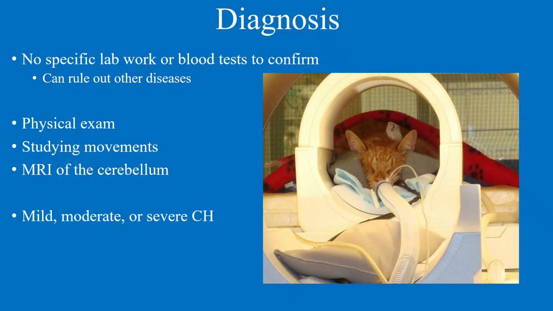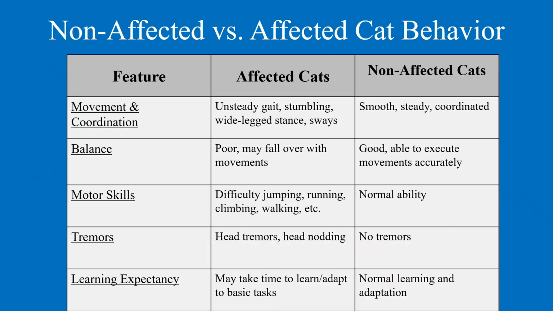On this slide, I will be contrasting the difference between cats who have cerebellar hypoplasia and cats who are not affected by this disease. With movement and coordination, cats affected by CH are characterized as having an unsteady gait, wide-legged stance, and are seen stumbling or swaying. Cats unaffected have a smooth and steady gait, and their movements are well coordinated. Cats affected have poor balance and may fall over with movement, while non-affected cats have good balance and are able to execute their movements precisely and accurately.